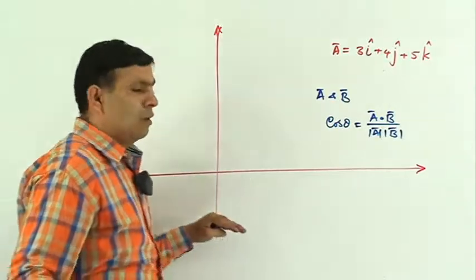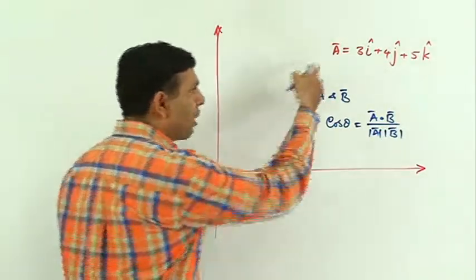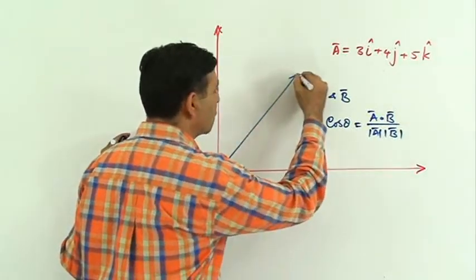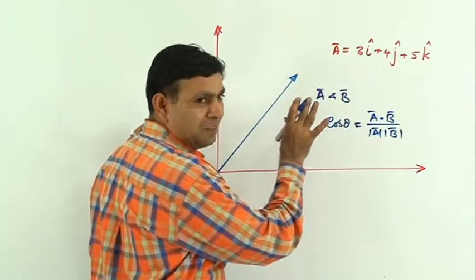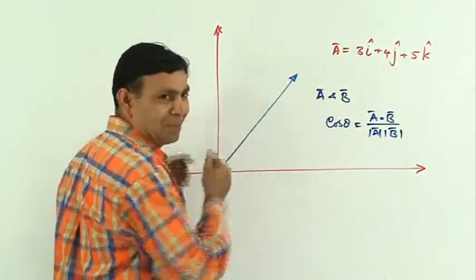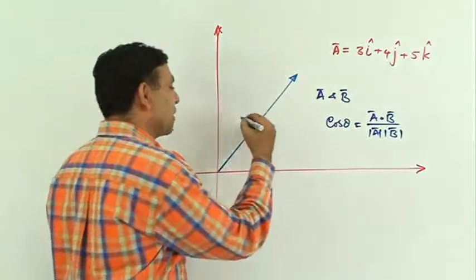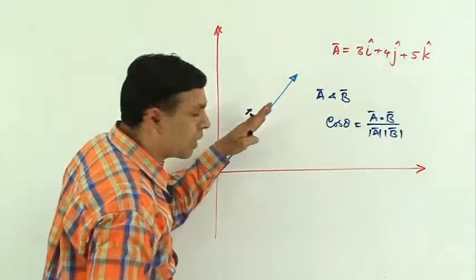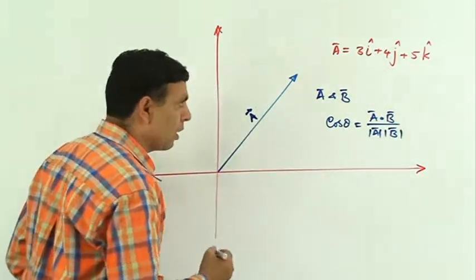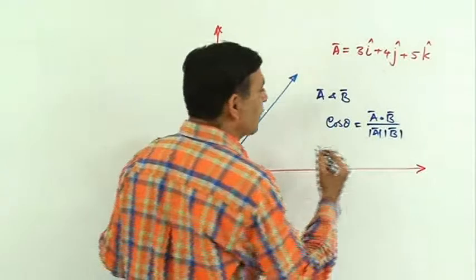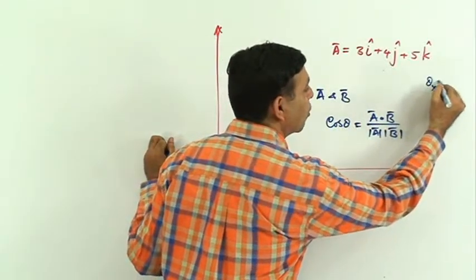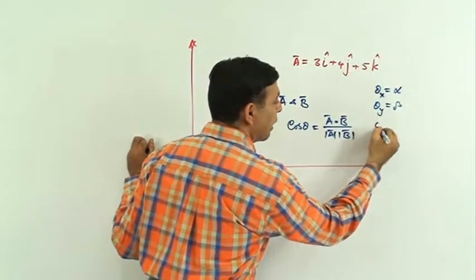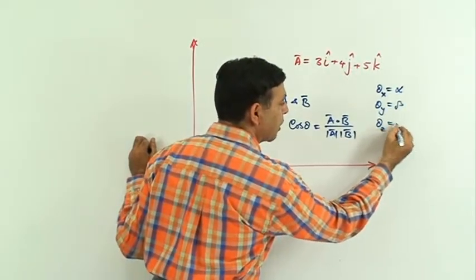Fine. And now suppose this vector a is somewhere here. Of course, this vector is not in the plane of the board. I can't draw out of the plane, so I'm drawing here. Fine. So suppose this is vector a, and they're asking you what angle this particular vector makes with the x-axis. The angle vector a makes with the x-axis, theta x, I'll call it alpha. The angle vector a makes with the y-axis, theta y, I'll call it beta. The angle vector a makes with the z-axis, I'll call it gamma.